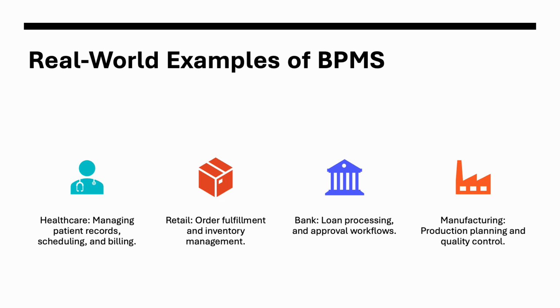Let's ground this in the real world. Where do we actually see BPMS in use today? In healthcare, BPMS helps coordinate patient care, managing medical records, scheduling appointments, and even handling billing processes. In retail, companies use BPMS to streamline order fulfillment, checking stock, picking products, and shipping them. In banking, BPMS is used for things like loan processing, ensuring that applications get reviewed and approved efficiently while handling exceptions along the way. And in manufacturing, BPMS keeps production plans on track and ensures quality control by coordinating different departments and systems. These examples show how BPMS bridges the gap between people and technology in complex processes.